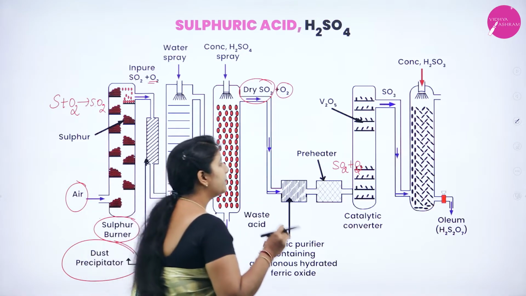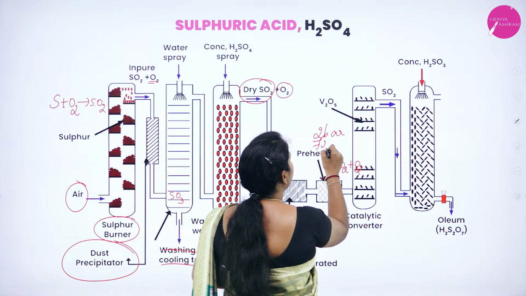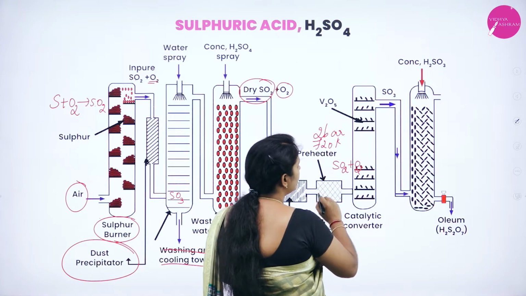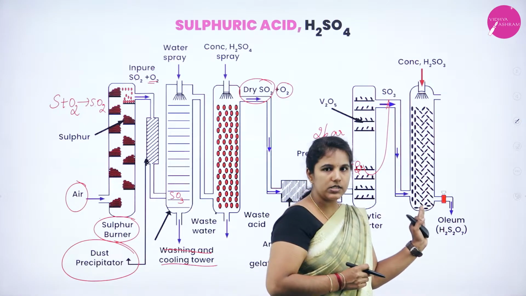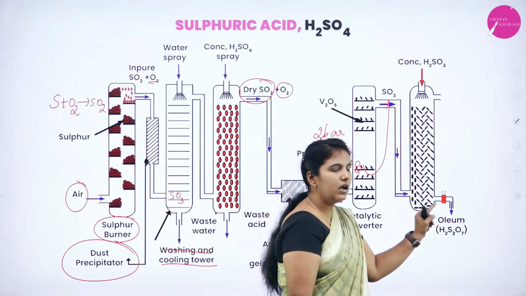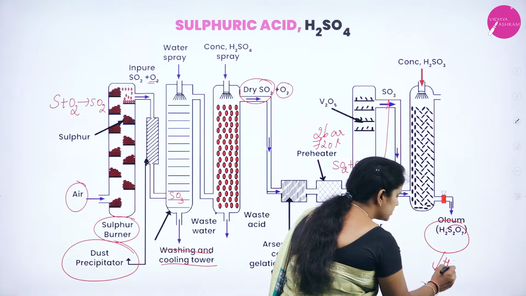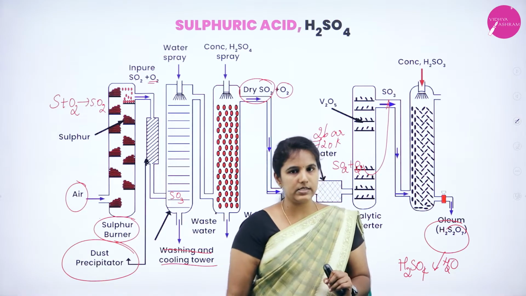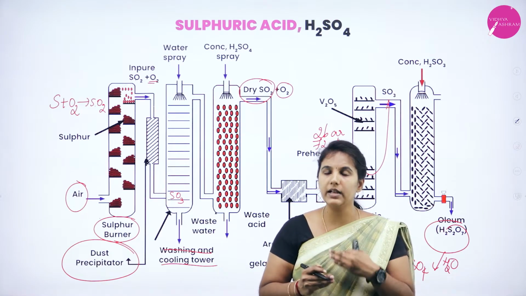Okay, and they are maintaining the pressure around 2 bar and the temperature around 720 Kelvin. So what happens? The sulfur dioxide reacts with the oxygen and forms sulfur trioxide. This sulfur trioxide will be sprinkled with concentrated sulfuric acid to get oleum. Once we get oleum, it has to be dissolved in water to get concentrated sulfuric acid. This is how they prepare sulfuric acid by the contact process.